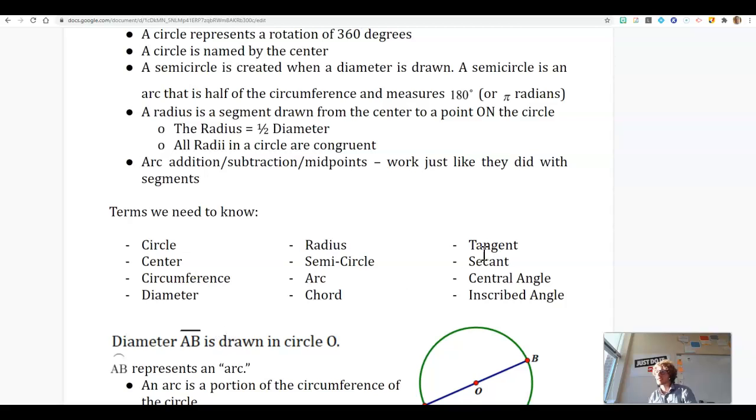So, looking at this list, make sure that you know what each of these are. Make sure that you can identify them. Go on to the Desmos and do so. Let us know if you have any questions.